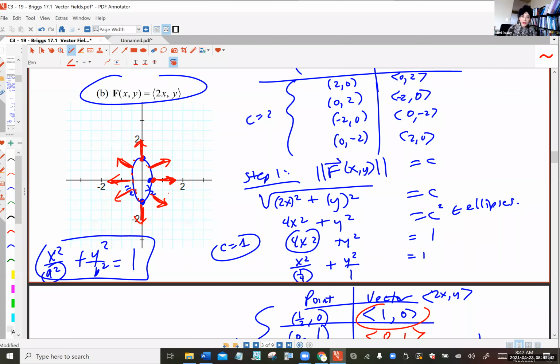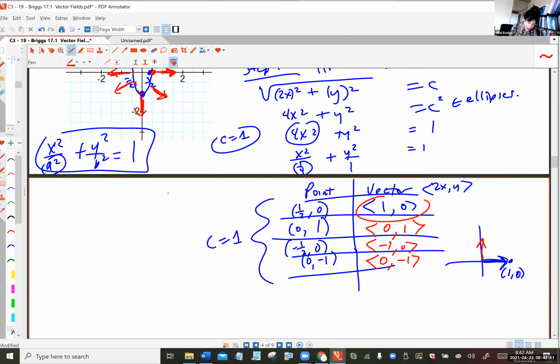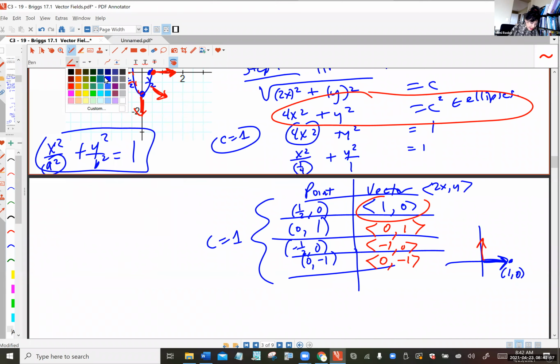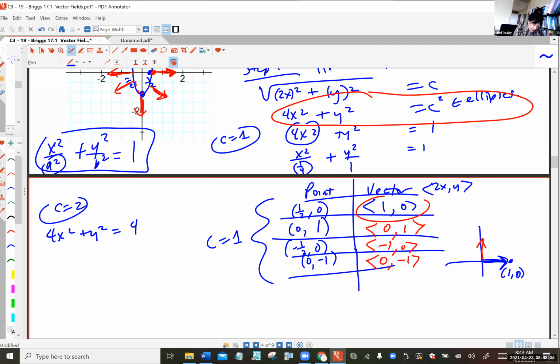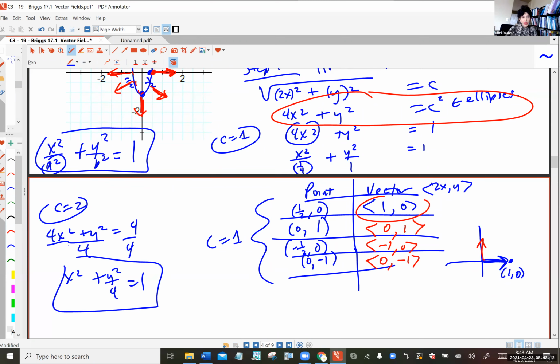Is this enough vectors for the graph? No, I don't have enough vectors to give me the real flavor of this yet. So pick one more constant for your equation here. Suppose I let c equal 2 instead of c equal 1. So if I pick c equal 2, I'll have 4x squared plus y squared equals 4. And then if I divide both sides by 4, I'll get x squared plus y squared over 4 equals 1. And this is the standard equation for an ellipse centered at the origin.